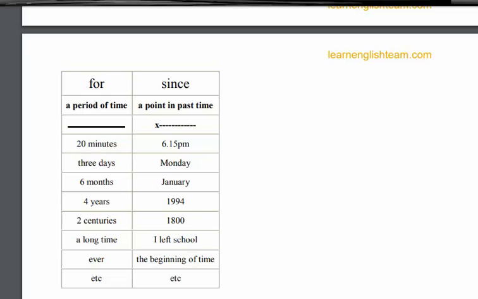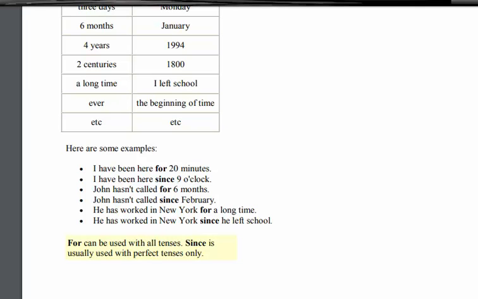A period of time: 20 minutes, 3 days, 6 months, 4 years, 2 centuries long. And these are some examples of a point in past time: Monday, January 1994, I left school, the beginning of time, etc. So here are examples for "for" and "since".